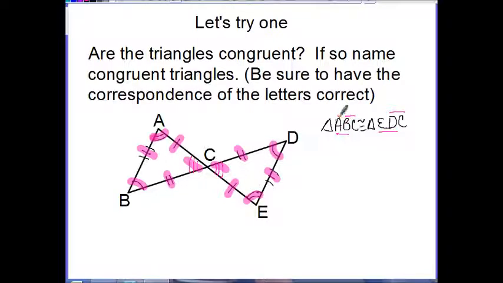Let's look at my first and last. AC had a 1 tick mark on it, and let's look at EC. EC also has a 1 tick mark on it. The correspondence of the letters is correct because all of the angles match up and all of the sides match up.